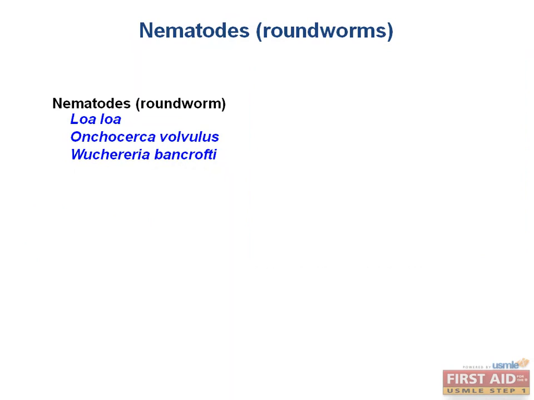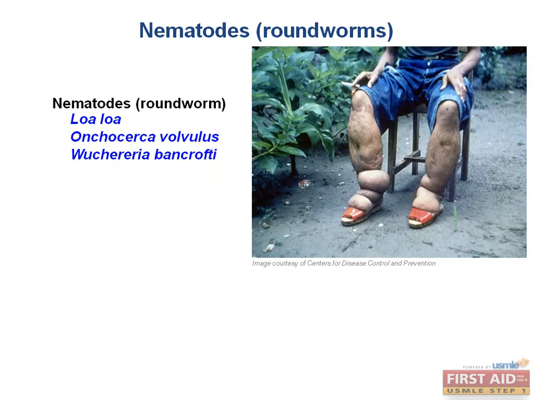Wuchereria bancrofti invades and obstructs the lymphatic system and causes lymphedema, sometimes called elephantiasis, which you can see here. Treat this one as well as Loa loa with diethylcarbamazine.